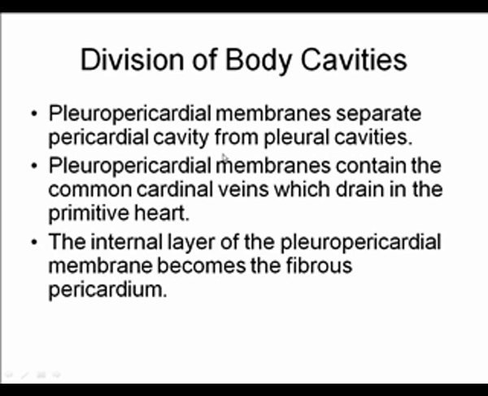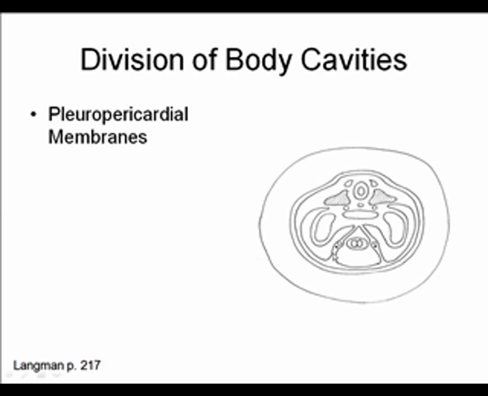The pleural pericardial membranes, or folds, are going to separate the pericardial cavity from the pleural cavity. As we said, they contain the common cardinal veins, which will drain into the heart, and the internal part of that pleural pericardial membrane is going to become the fibrous pericardium. And if you remember from gross anatomy, that's where you saw the phrenic nerve, also found in that pleural pericardial fold. So again, the pleural pericardial membranes are going to separate the pleural cavity from the pericardial cavity and contain the common cardinal veins and the phrenic nerve.